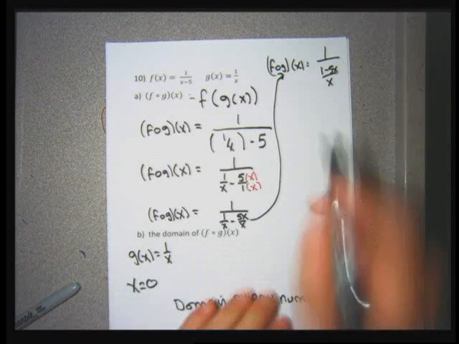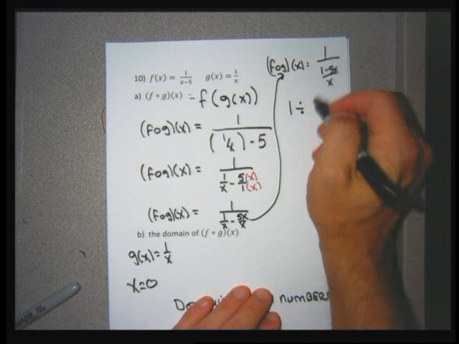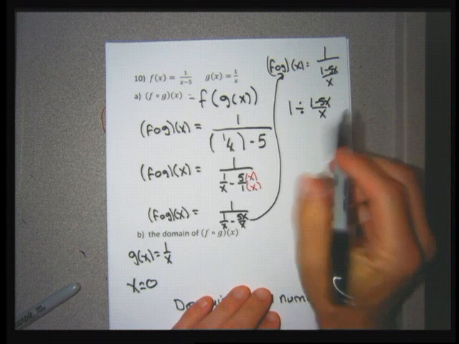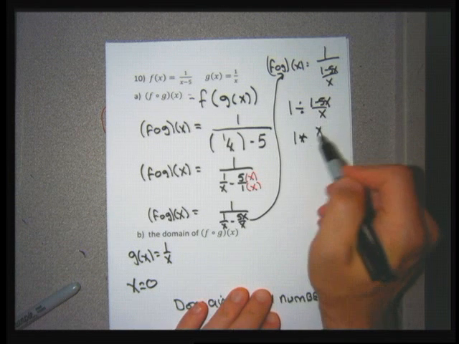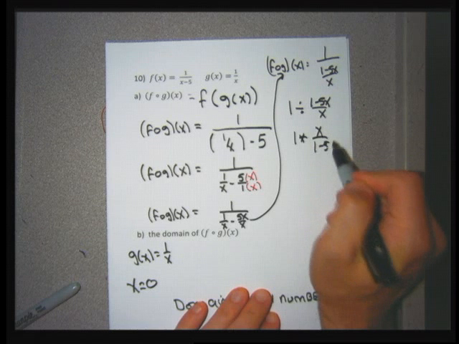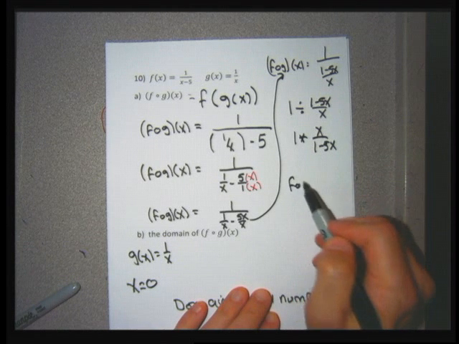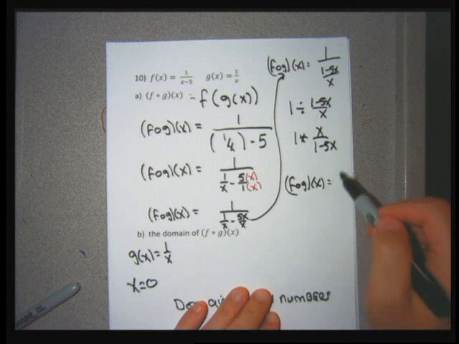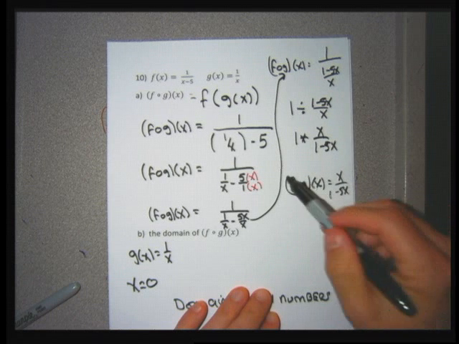I'm going to change the problem into its division form. So I'm going to write this as 1 divided by 1 minus 5x over x. Now I'm going to invert and multiply. So it'll be 1 times x over 1 minus 5x. 1 times anything is itself. This would be an acceptable answer. If you wrote f composed with g of x equals x over 1 minus 5x, that would be acceptable.